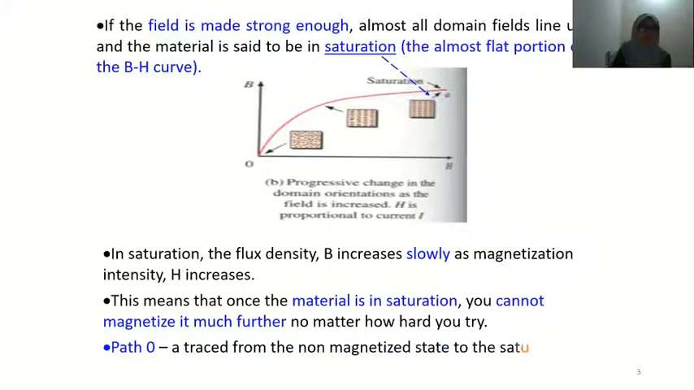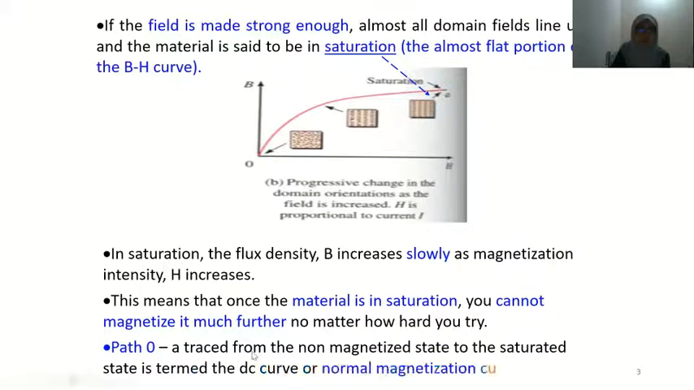The trace from the non-magnetized state to the saturation state is termed the DC curve or the normal magnetization curve. So this is the path, right? This is the normal magnetization curve, from the non-magnetized state here until the saturation state.